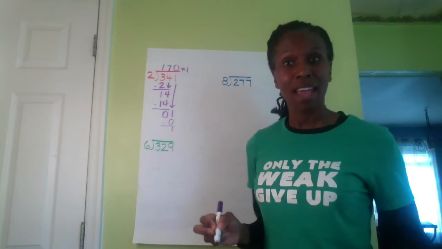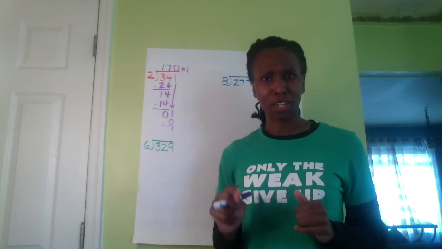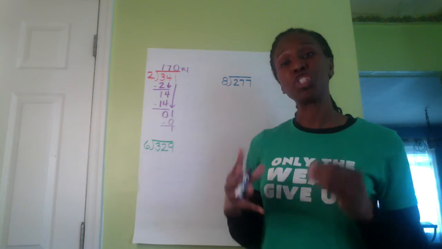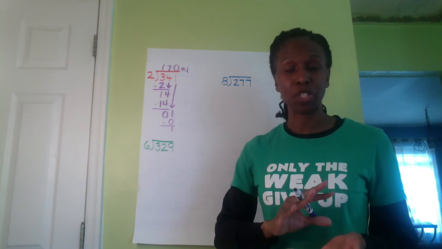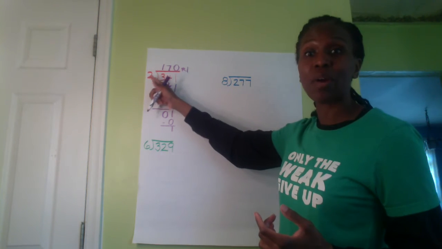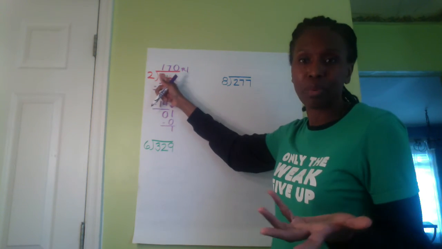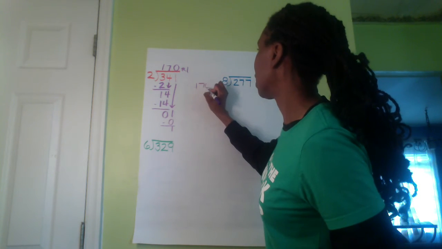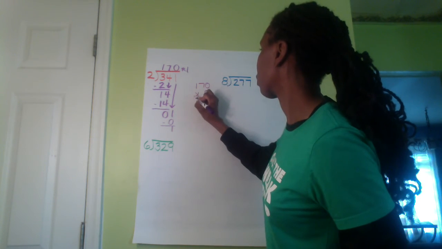All right, now the directions tell you to divide and check. No problem here. We know what to do. If we're dividing, to check it, I'm going to do the opposite operation, which is multiply. We're going to be multiplying the numbers that are outside of the house. Okay, the quotient or the answer times the divisor. All right, so I have 170 times 2.